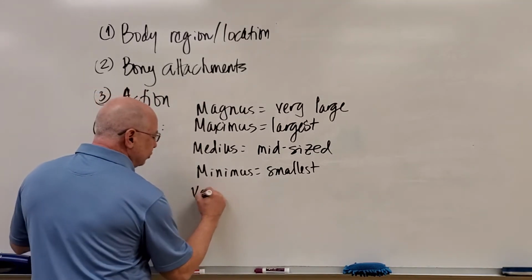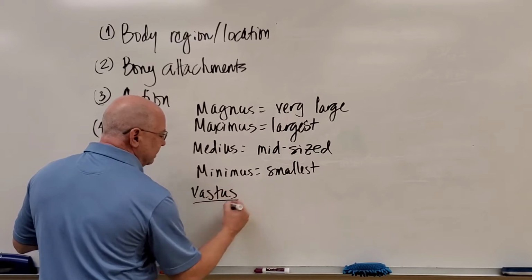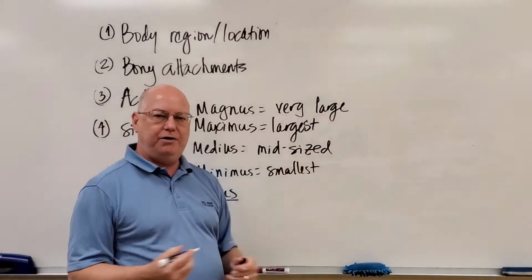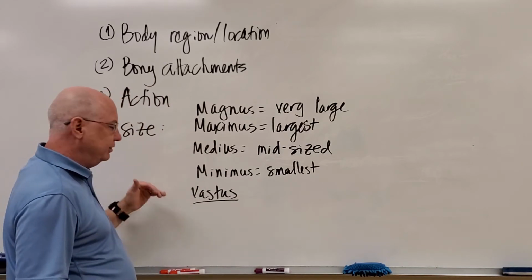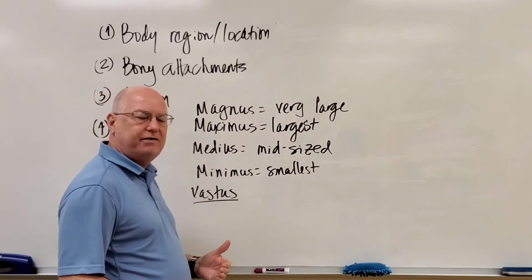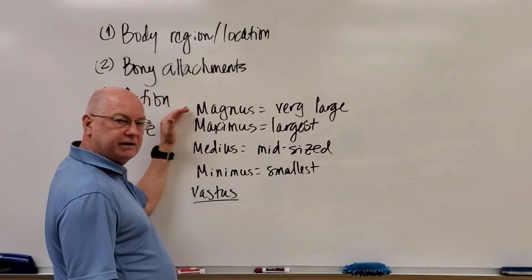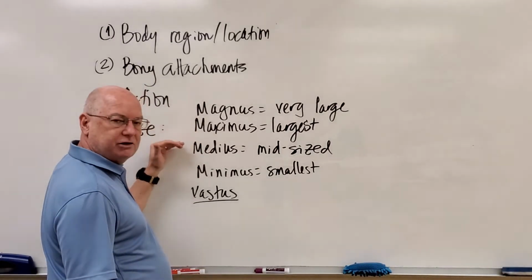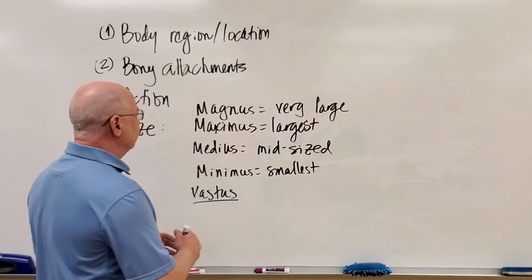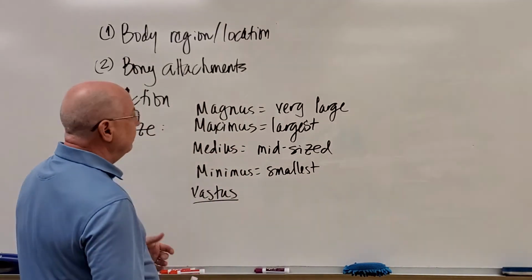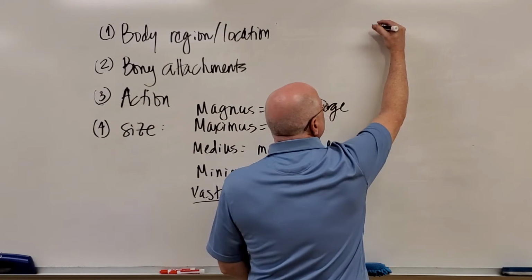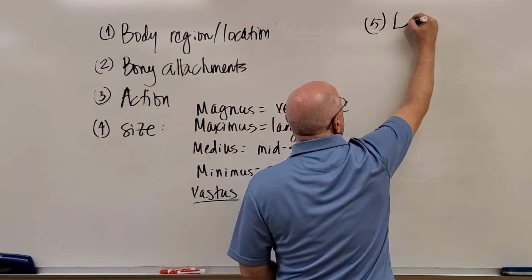And then there's another term called the vastus. Vastus means it covers a large area, okay? So all of these are related to the size of a muscle. There's a vastus medialis, a vastus lateralis, there's an adductor magnus, there's a gluteus maximus, gluteus medius, gluteus minimus. So some muscles are named based on their size. Now, a fifth way that we can name muscles is based on their length.